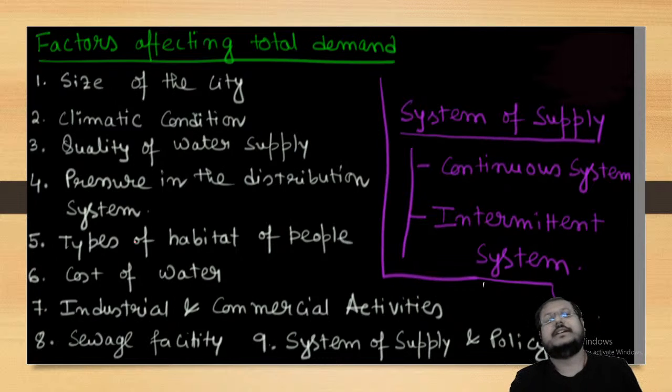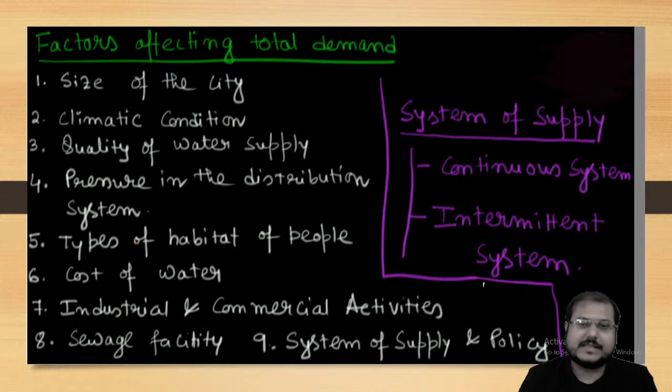Fourth one is pressure in the distribution system. Fifth one is types of habitat of people. Sixth one is cost of water. Seventh one is industrial and commercial activities. Eighth one is sewage facility. And ninth one is system of supply and policy.